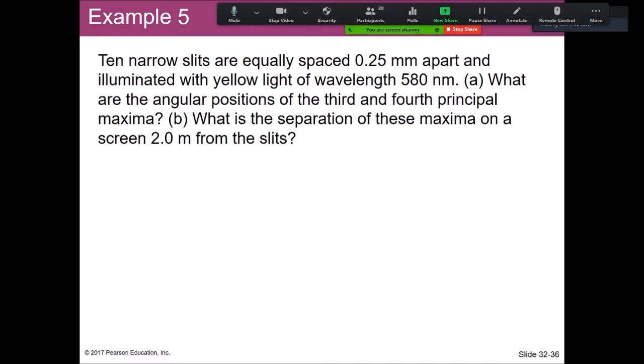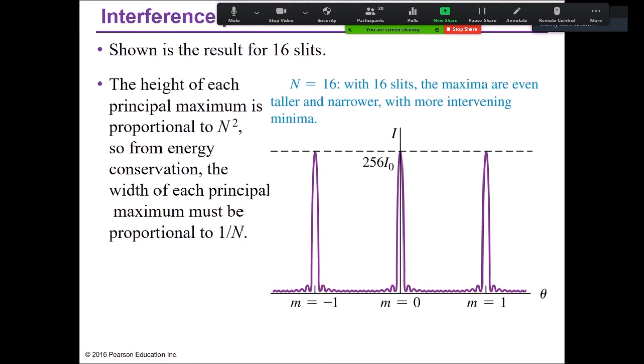All right, so let's look at a problem and see how we navigate doing these things. We got 10 slits, equally spaced, 1/4 millimeter apart, and illuminated with yellow light of wavelength 580 nanometers. We want to know a lot of things about this. Now, just to let you know where we're going with this, that was a 16 slit pattern. I mean, this is baby stuff, right?